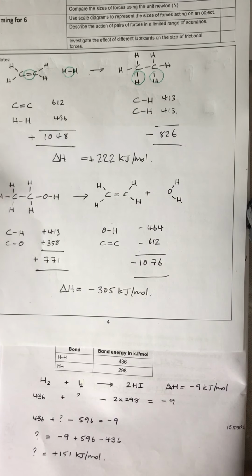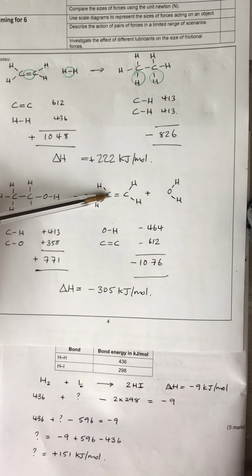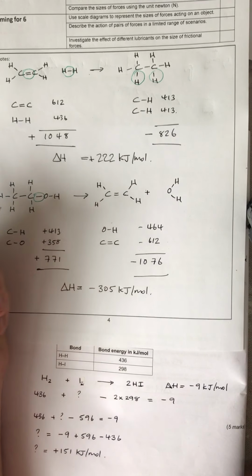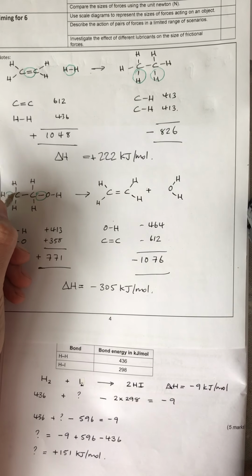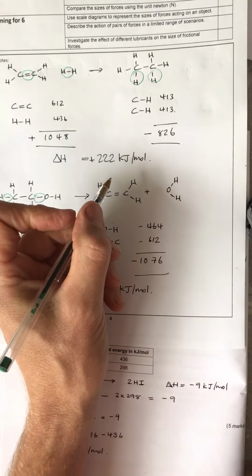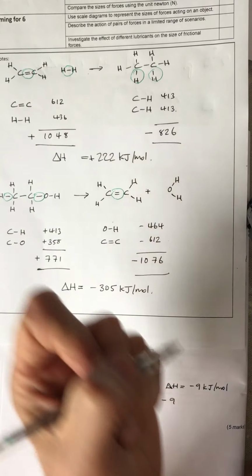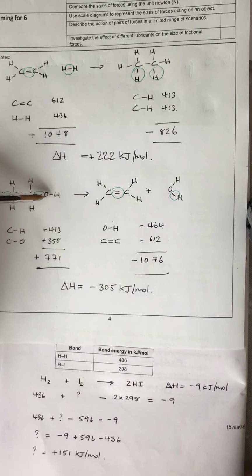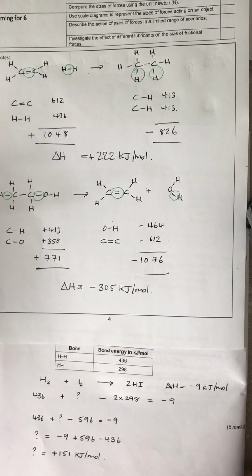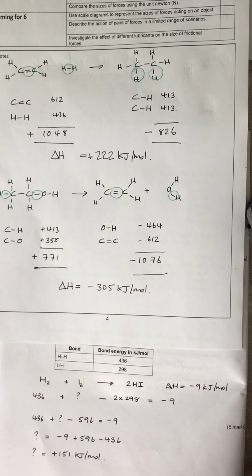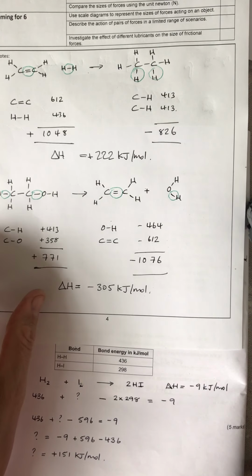This molecule here is ethanol, and it produces ethene and water. The bonds that are broken are CH and CO. So this bond is broken, and this bond is broken. And the bonds that are formed are carbon-carbon double bond and one OH bond. It's only one because we've got one here already. We're just adding another hydrogen on here. Overall energy changes for each, and then your delta H value, minus 305, exothermic.